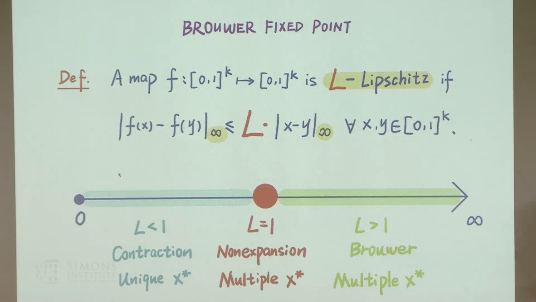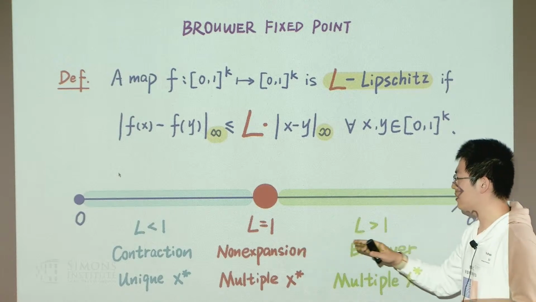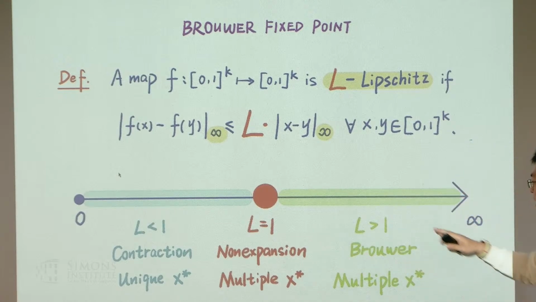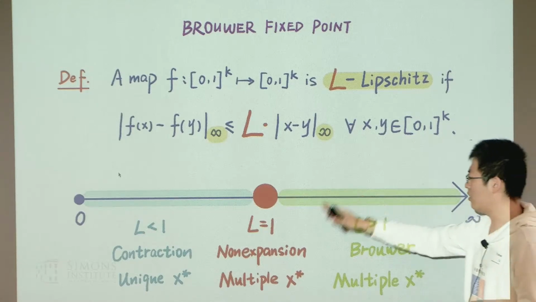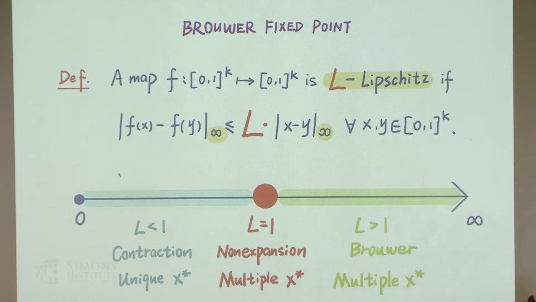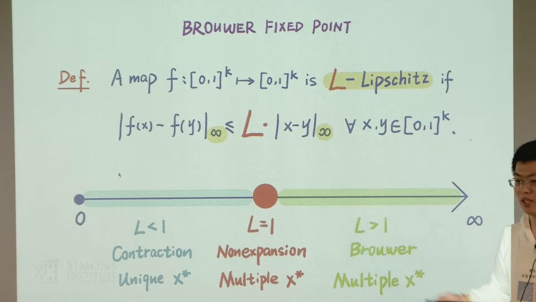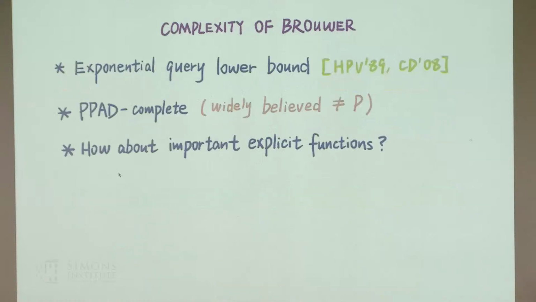This is a diagram where when L is smaller than 1, this is contraction, and we have a unique fixed point. When L is larger than 1, existence is guaranteed by Brouwer, but we could have multiple fixed points. And when L is exactly 1, this is so-called non-expansion. We could still have multiple fixed points. For example, consider the identity function. Every point is a fixed point, and it's a non-expansion function. So the complexity of Brouwer is well understood. For example, we have an exponential query lower bound. We also know it is PPAD complete, where PPAD is a class that's believed to be not equal to P.